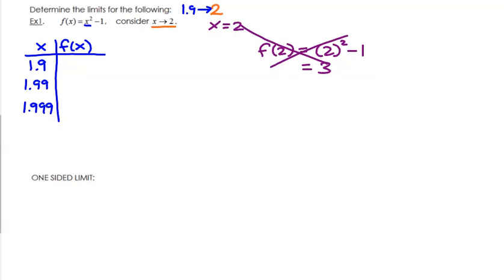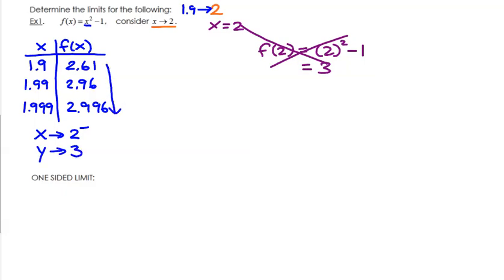So 1.9 squared minus 1 is going to give me 2.61, and then 2.96, and then 2.996. Okay, so it looks like in this case, as my x approaches from the left-hand side, that's right, when we put the negative up there like an exponent, that means 2 from the left-hand side, our y seems to be getting closer and closer to 3, right? 2.996 is pretty darn close to 3.